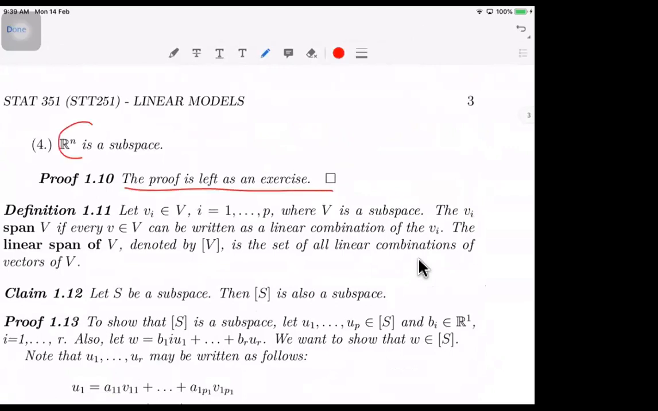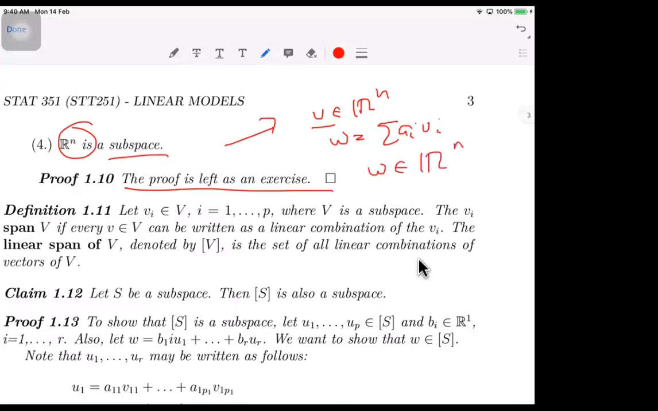And the whole R to the n by 1 elements is also a subspace. So the proof is left as an exercise. So how do you prove this? You get vectors in R^n, do a linear combination of U, and then show that W is also in R^n. Then that will be a subspace. Okay? Another definition that we have here is span and linear span.